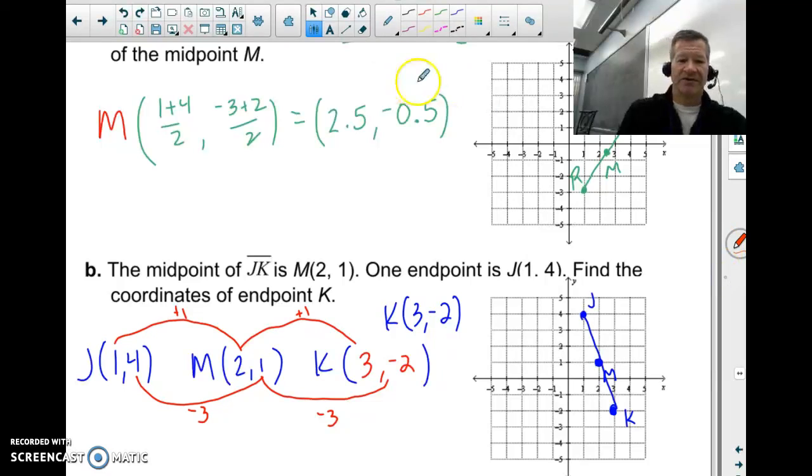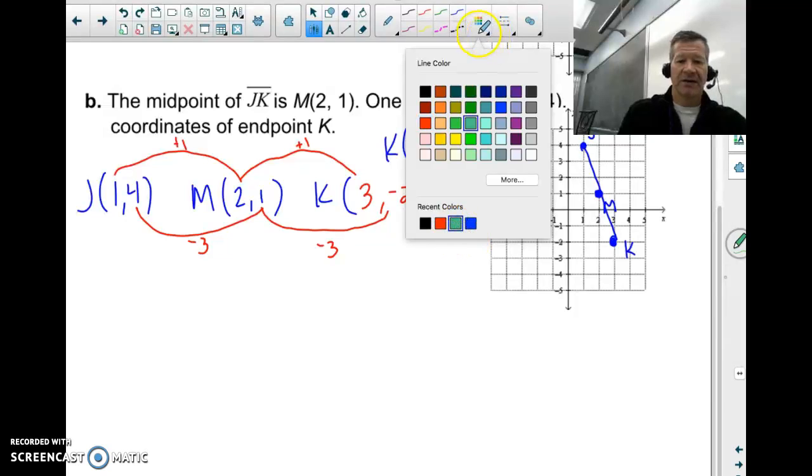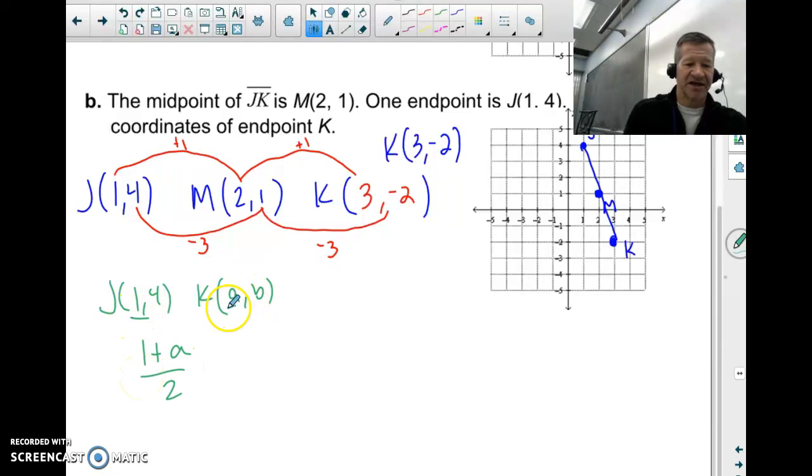Last way you can do it is by using the formula. Let me extend the page a little bit. So using the formula, I could do this. I know that if J has coordinates 1, 4, and K, well, I don't know the coordinates. Let's call them A and B. I know that when I add the two X values and divide by 2, so when I add 1 plus A and divide by 2, it should give me the X coordinate of the midpoint, which is 2. If I add the Y values, 4 plus B, and divide that sum by 2, I should get the midpoint's Y value, which is 1.